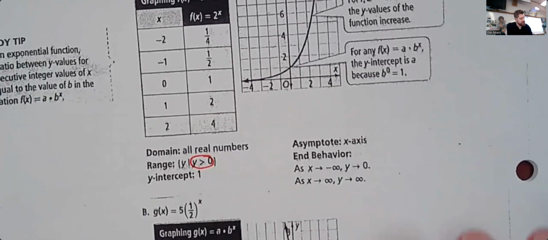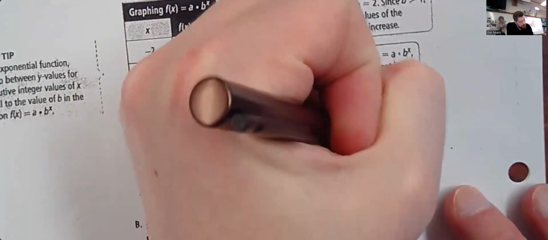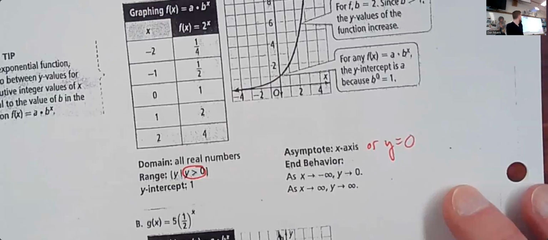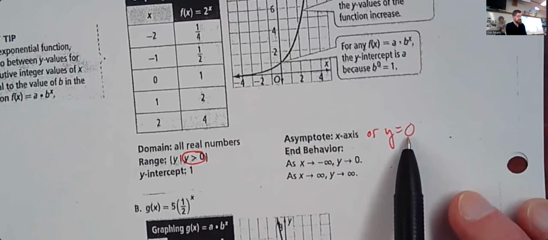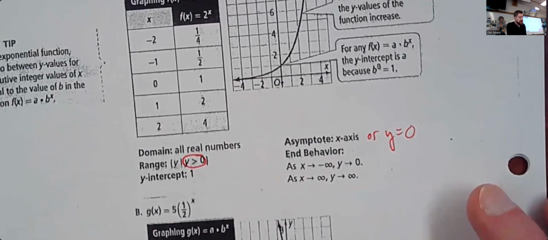Let's see. We have an asymptote at the x-axis. Or if you want to, you could say x-axis or y equals 0. Either way. If you want to write the equation of the line, it would be y equals 0, or you can just say it's the x-axis. Either way is fine.